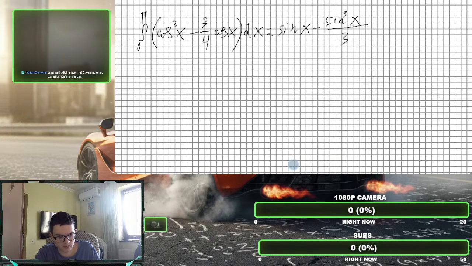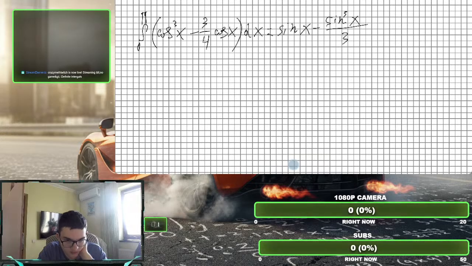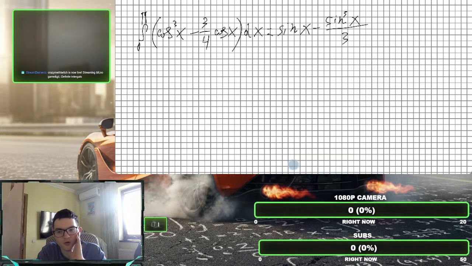Here's a clean detailed solution. I got this. Use a trigonometric identity, substitute the integrand. The integrand becomes this, cos 3x divided by 4.